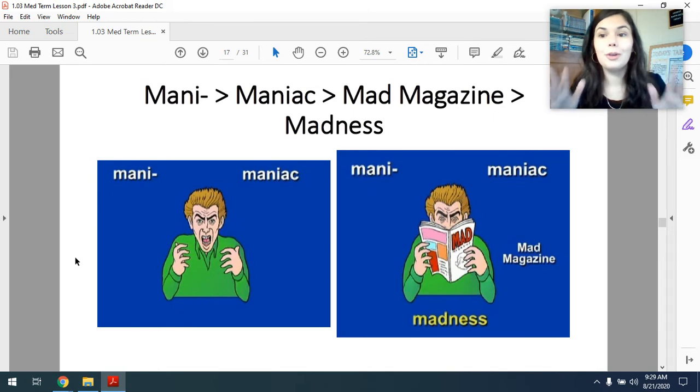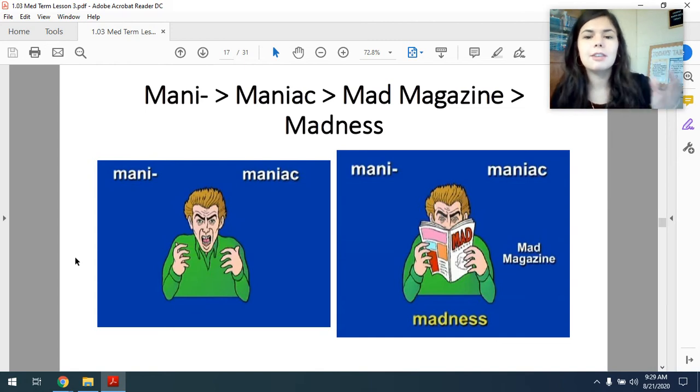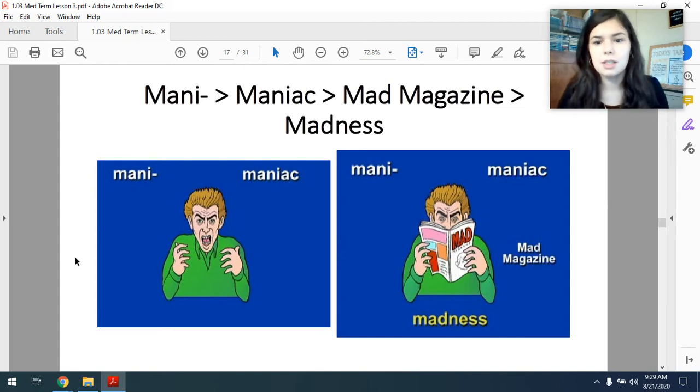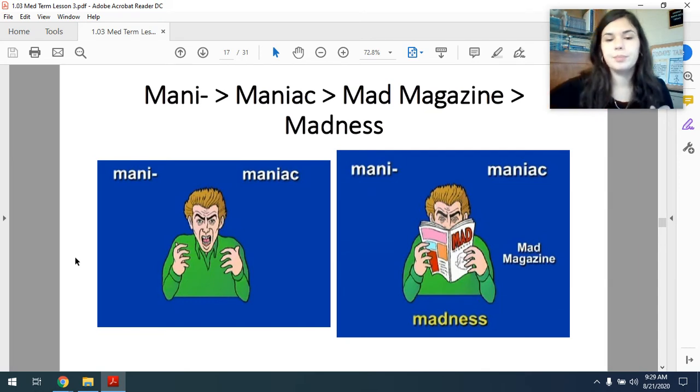Now, you're so close to being finished because Part 2 is the last part of this, and then you do not have to learn any more medical terms this week. So we have Manny or Manie, which makes you think of a maniac. And this one, they really added a thing that I feel is unnecessary. They said the maniac is reading Mad Magazine, but I think we all know that a maniac is someone who is mad or makes you think of madness. So you can remember it however you want, but I just like to remember Manie means maniac and madness.